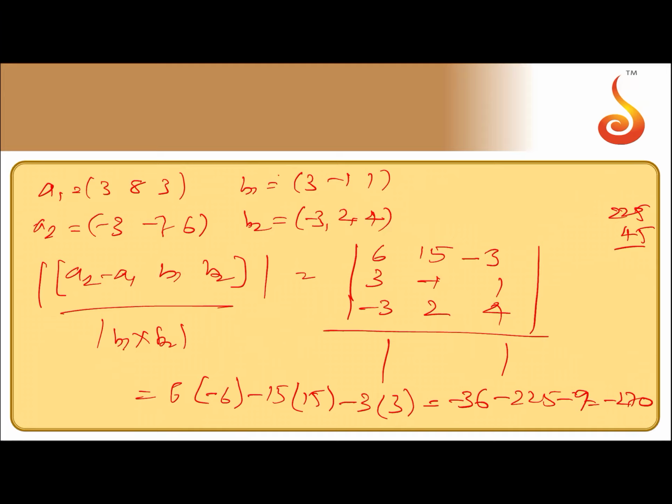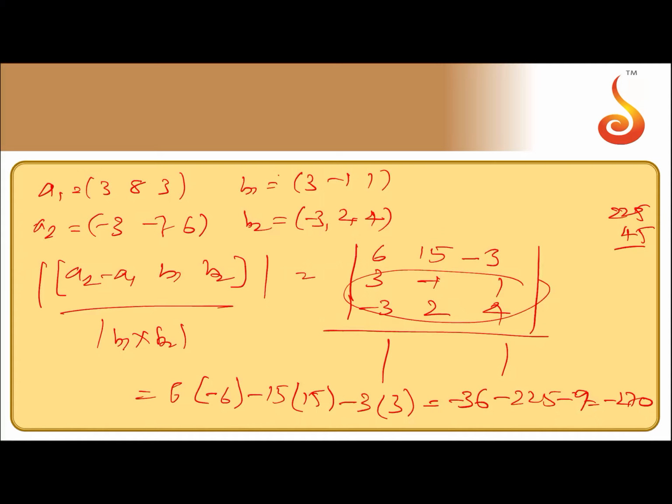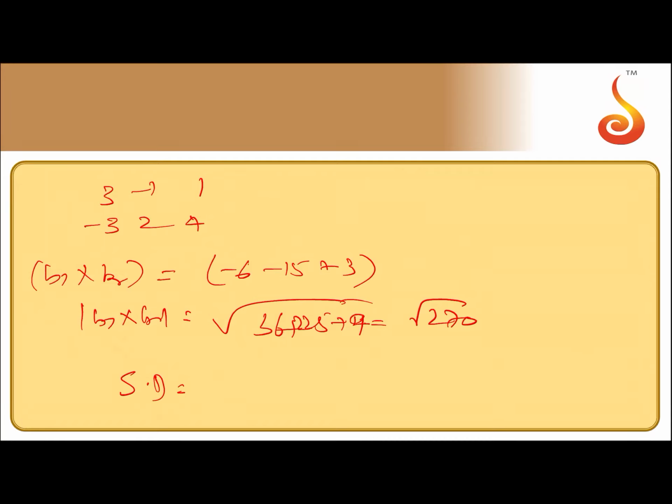Of course, numerically we take up the modulus value. And the cross product is nothing but the cross product of these two values. Let me take up here the cross product: 3, minus 1, 1; minus 3, 2, 4. The cross product B1 cross B2 is equals to, I hope, minus 4, minus 2, minus 6, and minus 3, minus 3, minus 12, minus 15, and 6, minus 3, and minus 3, yes, of course, plus 3. And the magnitude of B1 cross B2, of course, is 36 plus 225 plus 9, root 270. Numerator is 270, denominator is root 270. Therefore, shortest distance is nothing but 270 by root 270.